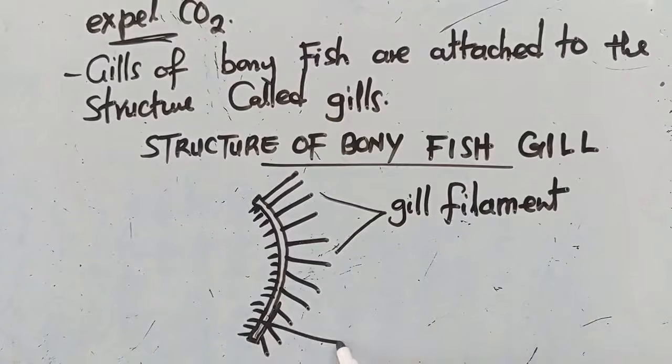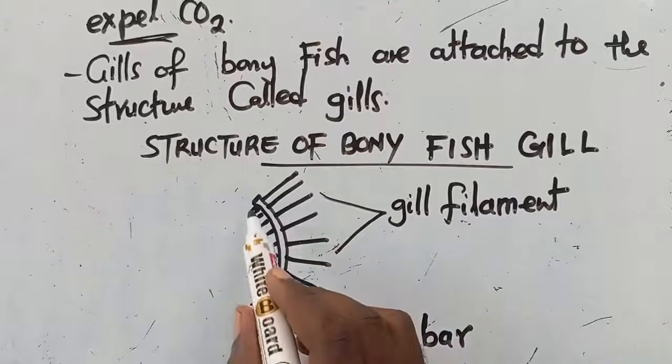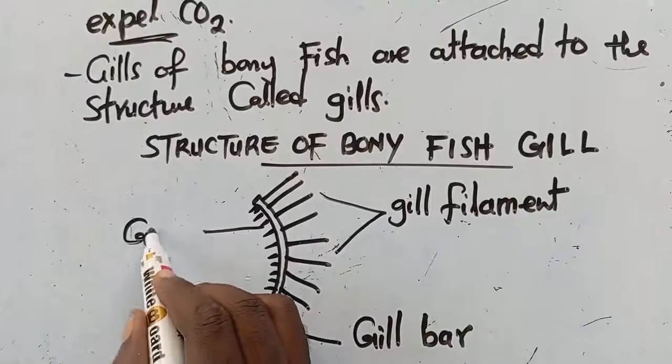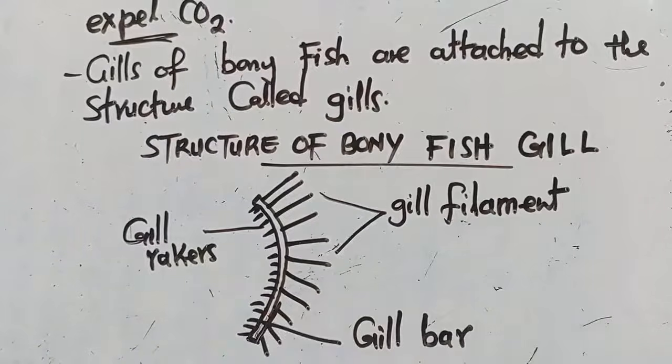So this part that is inside there, we call it the gill bar. Have you seen? This is a gill bar. Then these things that are here, I guess you are able to see these structures. These two things that are here, we call them gill rakers. This is the name given to these ones. This is just the structure of a bonefish gill that a person needs to understand.